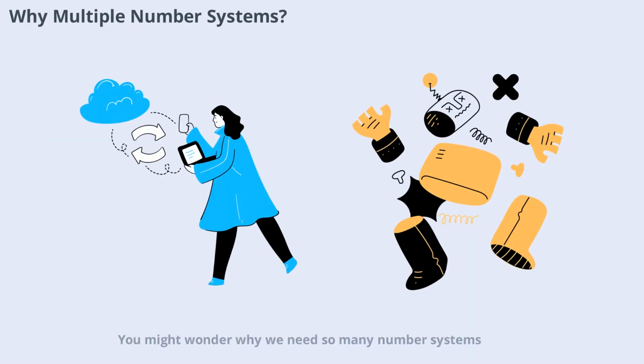You might wonder why we need so many number systems. Each system serves a unique purpose. Binary is perfect for computers, octal and hexadecimal make binary easier for humans to read, and decimal is what we use daily. These systems allow us to bridge the gap between human understanding and machine processing, making data representation efficient and practical in different contexts.